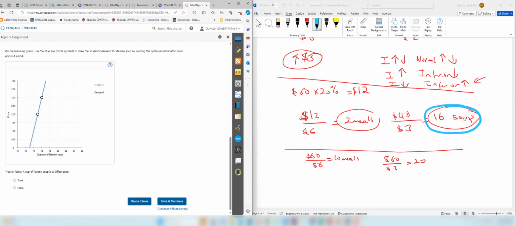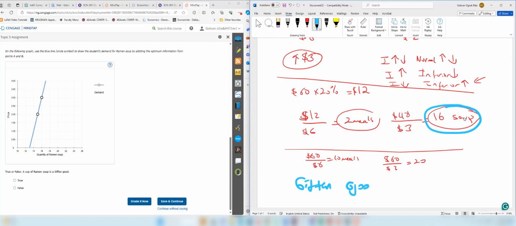An upward sloping demand curve is the same as having a Giffen good. For a Giffen good, we have an upward sloping demand curve. Therefore, this statement is true.